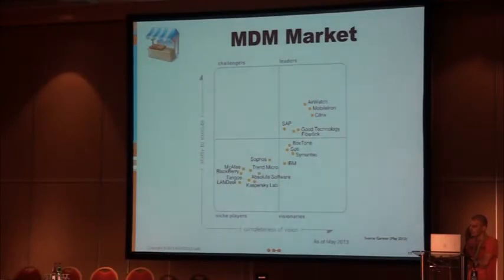This is a diagram from Gartner. You have some of the MDM products, and you have AirWatch, Mobileiron, Citrix, SAP, Good Technology, and FiberLink. And I will focus on Mobileiron and Good Technologies.